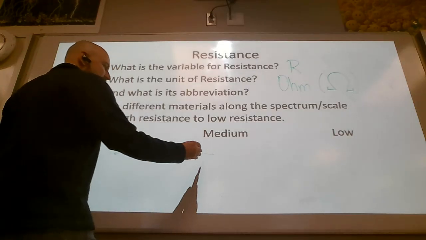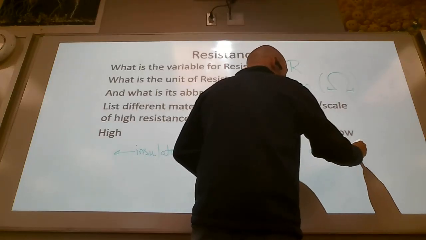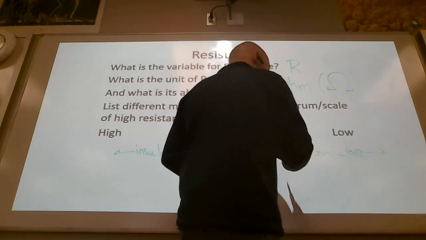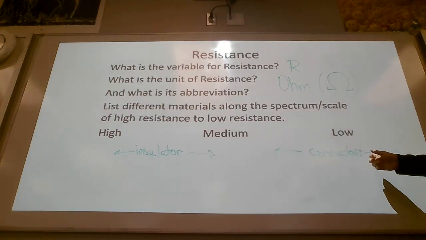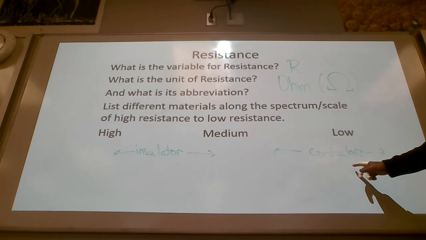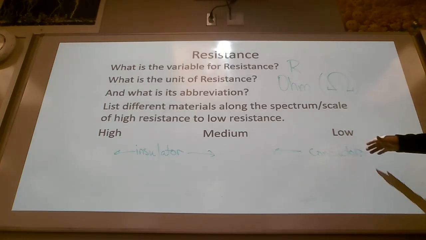So this is more of a spectrum. Gold has less resistance than copper, so copper has more resistance than gold. It's a spectrum. But insulators have high resistance, conductors have low resistance. Good?